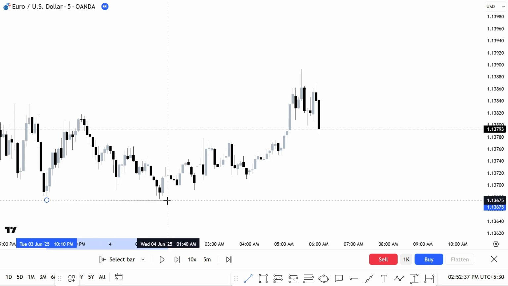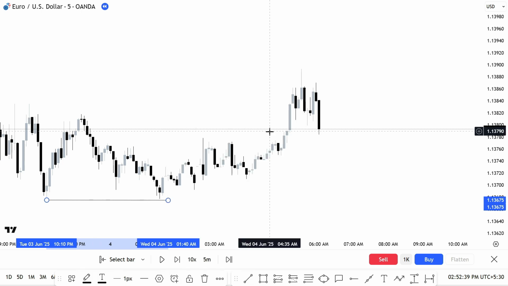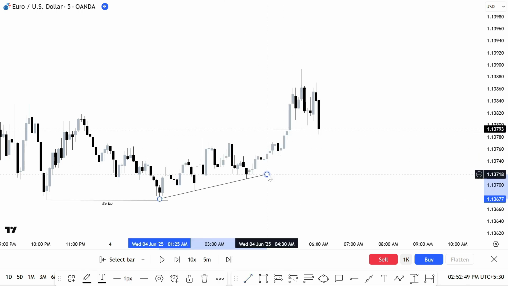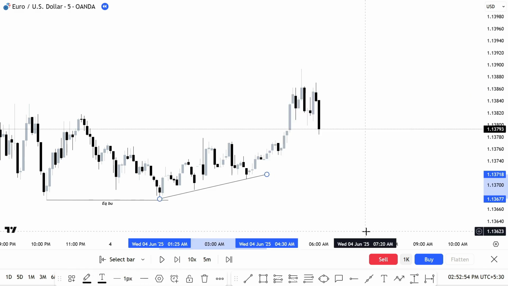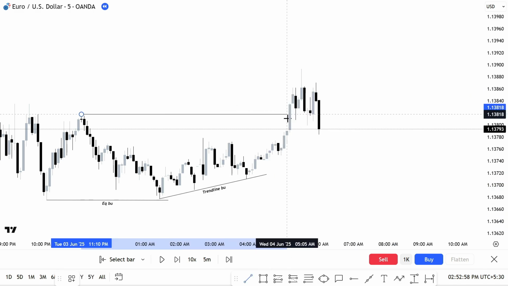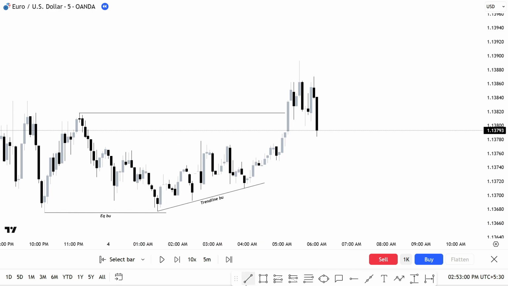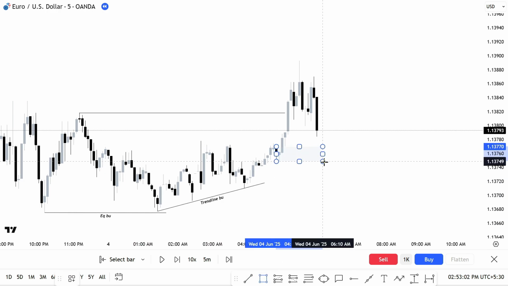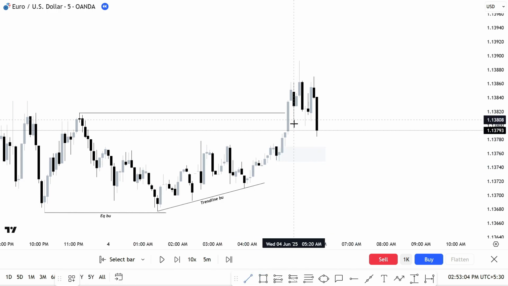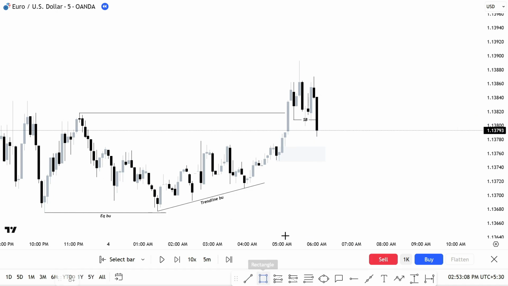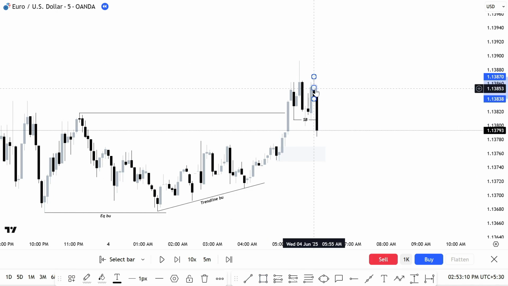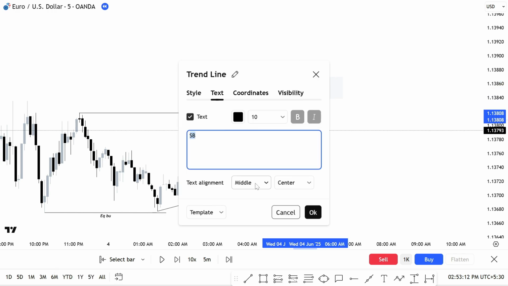As you can see clearly, there is this equal buildup support. Price also created this trendline liquidity with three touches. SMC traders will look for a structure break. Price also created this change of character. So this will be the order block for the SMC liquidity.